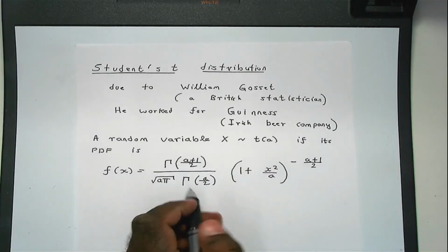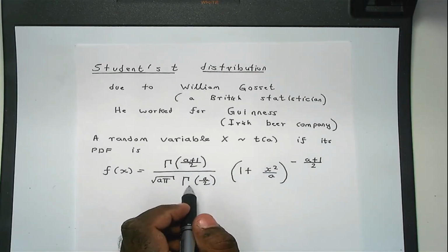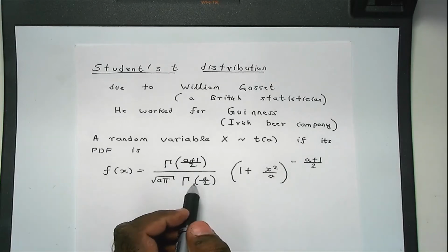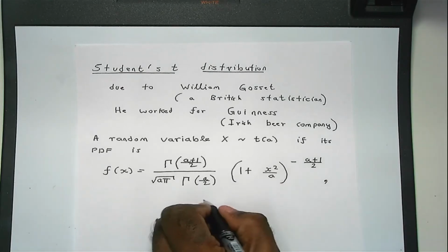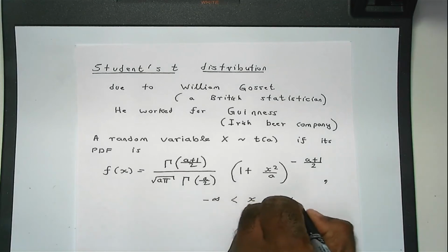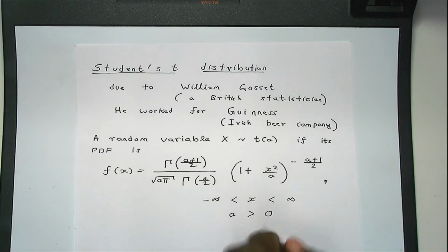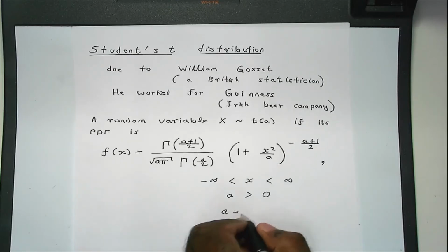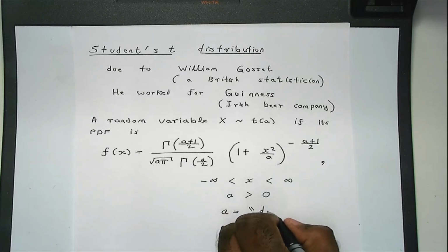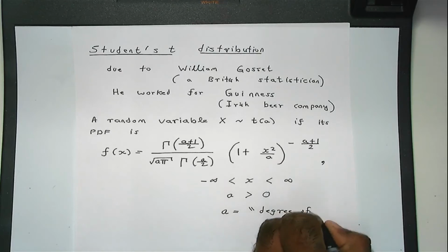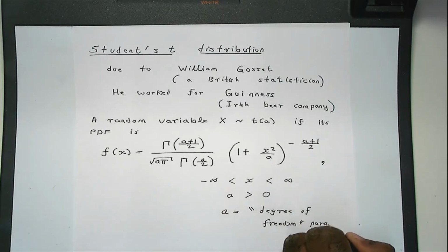Here the gamma function is something I mentioned in the preliminary material of the YouTube channel, where there's a video explaining the definition and properties of the gamma function. The domain of this PDF is from minus to plus infinity. The only parameter A must take a positive value, and once again, just like in the previous video, A is known as the degree of freedom parameter.